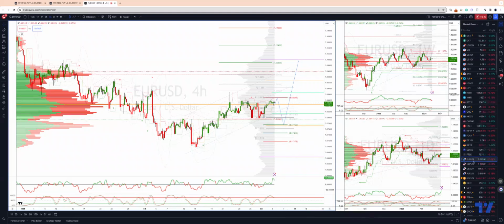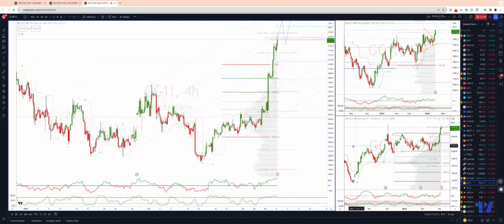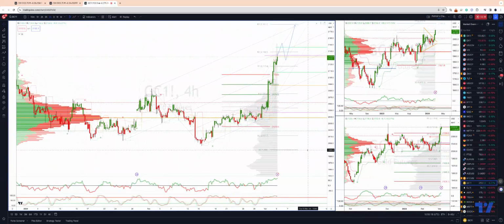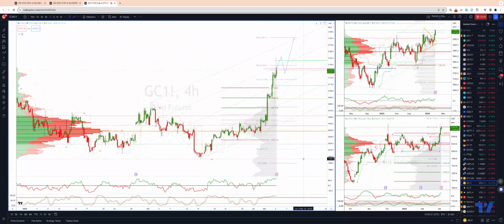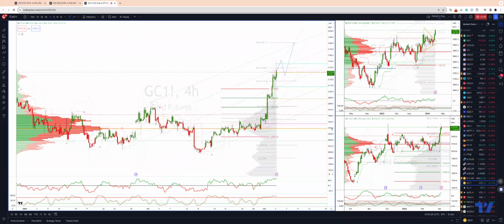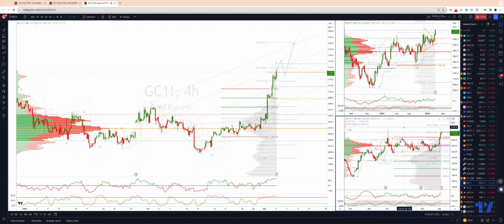Moving to gold, and we're seeing a decent expansion to the upside as per the last update. Running long positions in my strategy group at the moment, and we are looking initially now for a retest of the spike highs into that 21.53 on the futures contract.